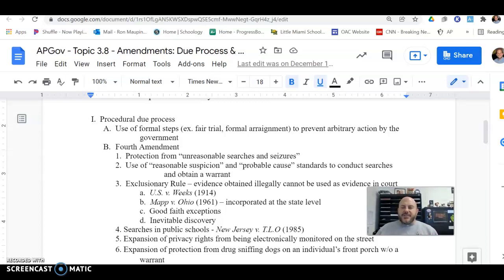Another exception is what's known as inevitable discovery. In other words, the idea being is that, even if the initial information that provides the evidence is obtained illegally, if that evidence was going to be found legally anyway, inevitably, then that evidence can still be used. So let's say, for example, somebody's been accused of a murder, and they're brought into the police station for questioning.